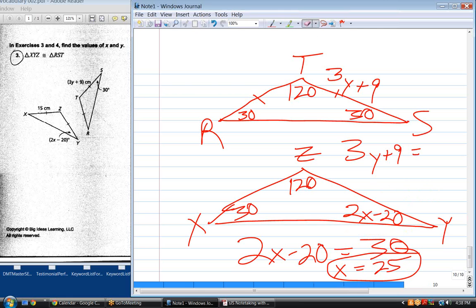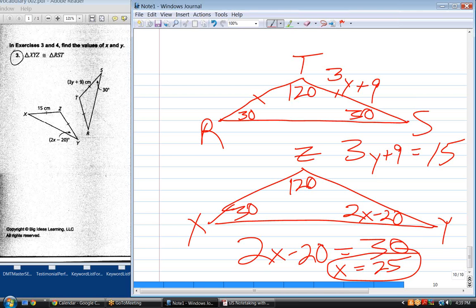So if that's 15, what is 3y plus 9 equal to? 15. In other words, this side, TS, is the same side as XZ. It's one of the isosceles sides that are the same. In other words, XZ is the same as ZY, which is the same as RT, which is the same as TS.